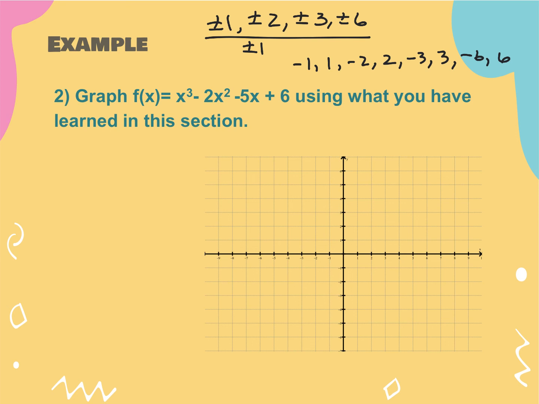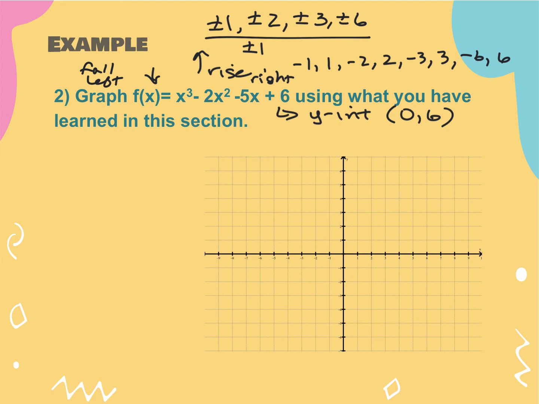So next thing I'm going to do is look at my end behavior. Again, it's an x cubed. So again, it's going to fall to the left and rise to the right. So fall left, rise right. My y-intercept is just the constant. So it's (0, 6). And now what I'm going to also do is do the synthetic division.